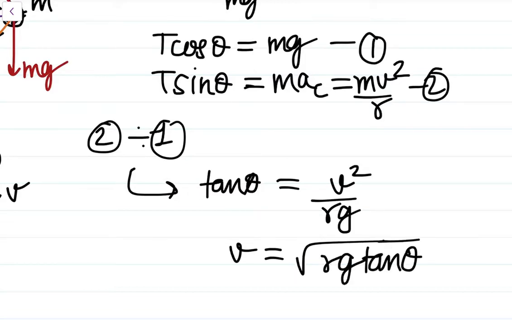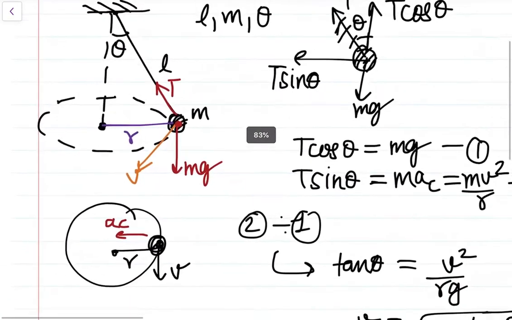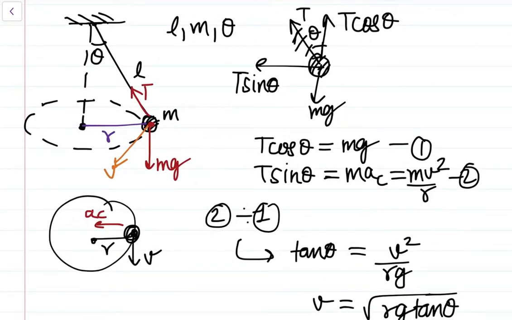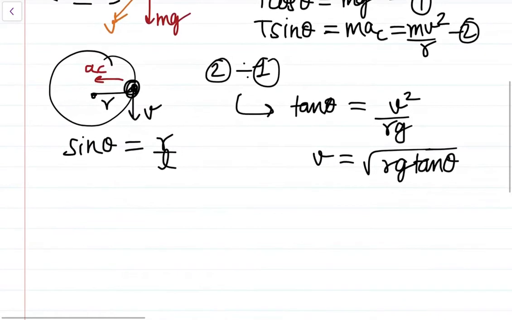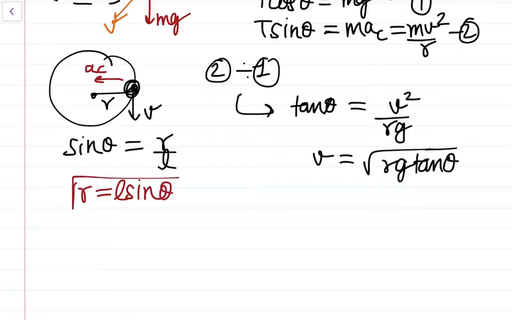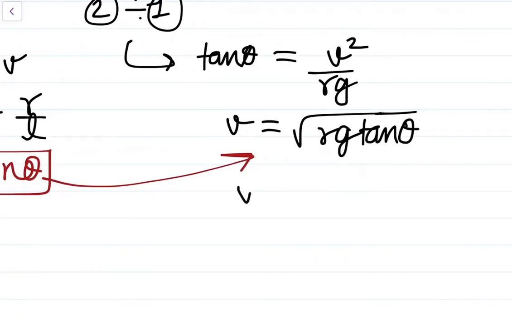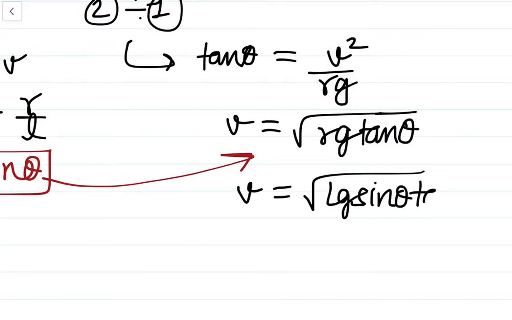But we also don't know r, but from trigonometry in this triangle we can find the relation between r and L. So we can write sin theta is equal to r by L. Are you understanding this particular triangle? So sin theta is equal to r by L, and r will be equal to L sin theta. So we can substitute right here, and v will be equal to under root Lg sin theta tan theta.